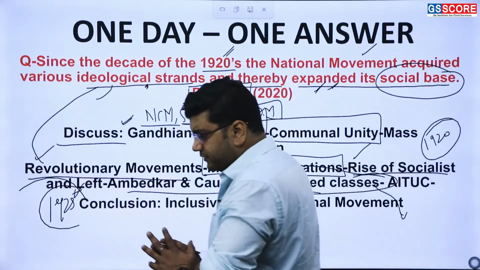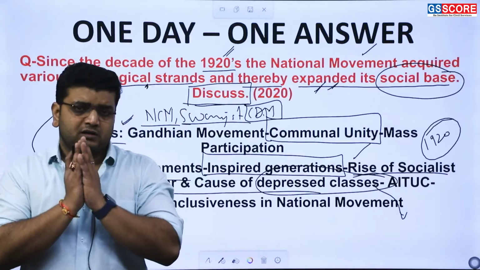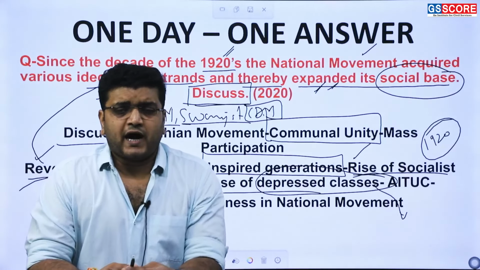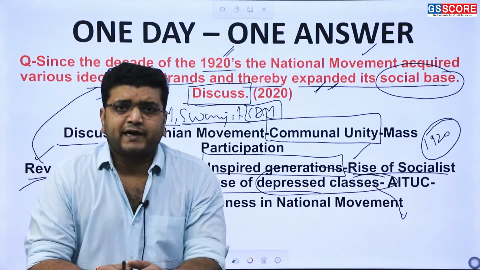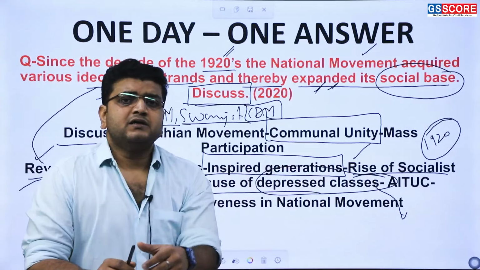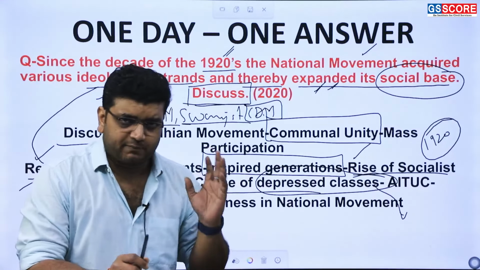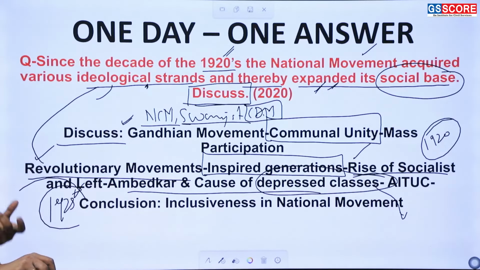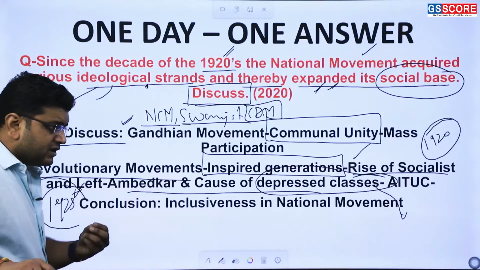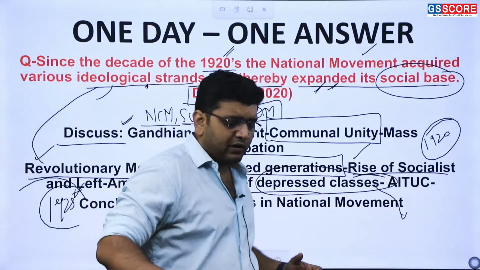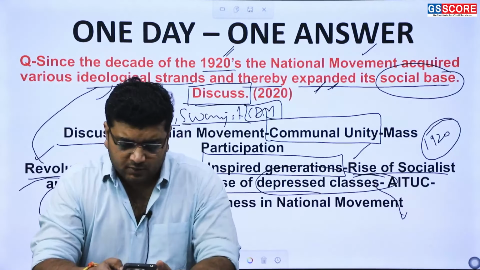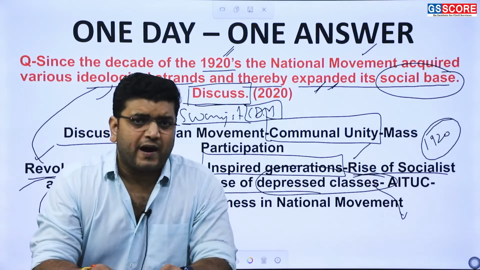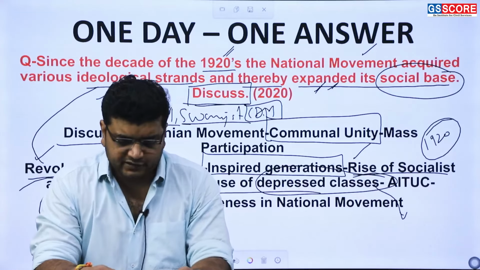So this will be the discussion. It will focus on the prime aspects of the national movement, and what the ideological strength was, explaining that ideological strength and how it expanded the social base. Then the conclusion: it brought inclusiveness into the national movement by expanding the social base. It meant that freedom will not be confined only to a few, but freedom means freedom for all, from inequality, from repression, with active participation.